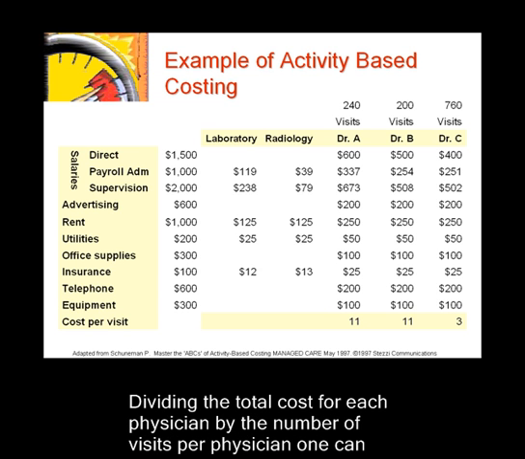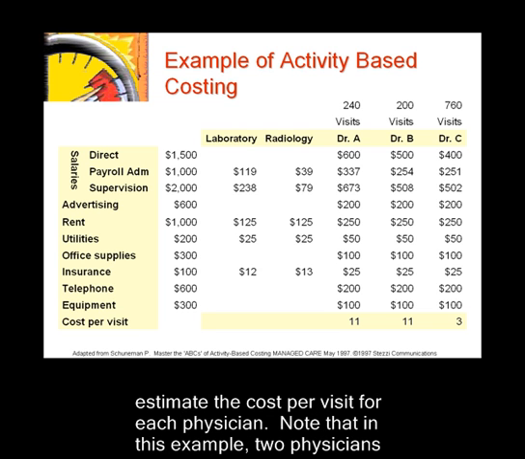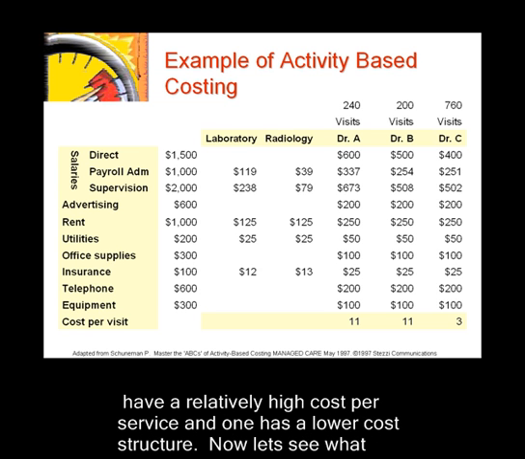Dividing the total cost for each physician by the number of visits per physician, one can estimate the cost per visit for each physician. Note that in this example, 2 physicians have a relatively high cost per service and one has a lower cost structure.